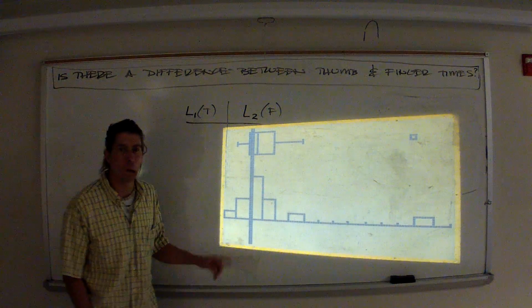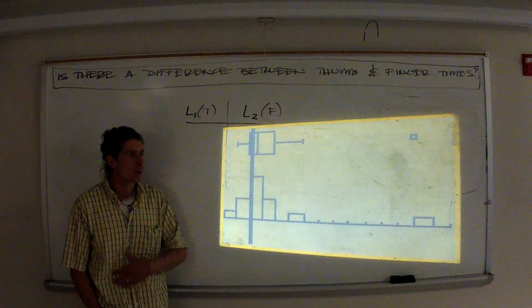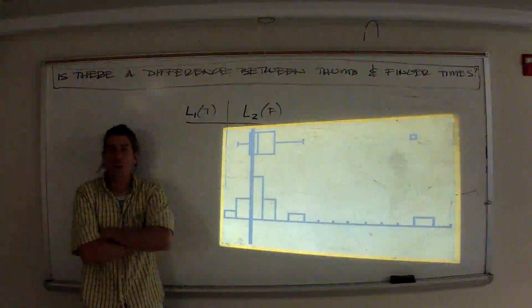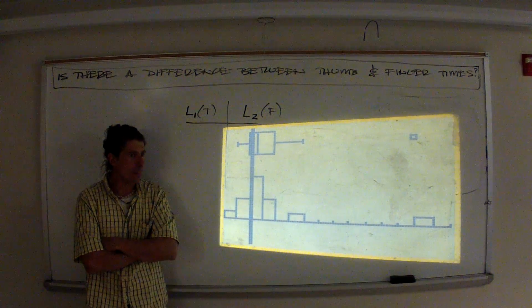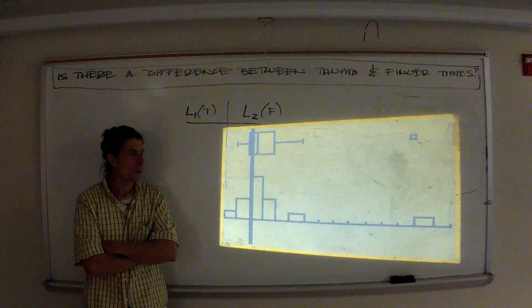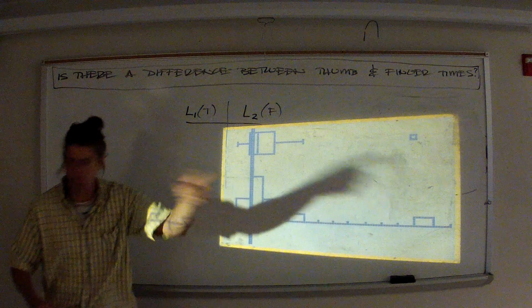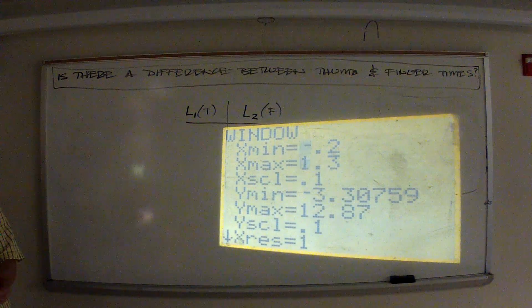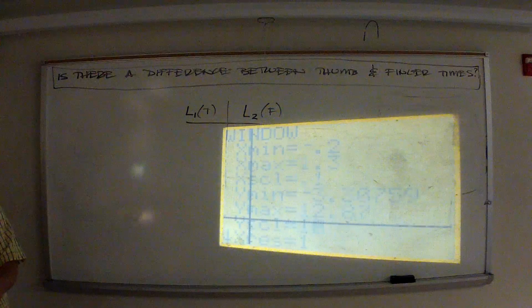What do you think? Are we over or underestimating with the thumb? Is either the thumb or the finger, in your opinion, operating differently than the other? What do you think? Make a call, make a call. Susie, go ahead. I would say the thumb is faster because the median is on the plus side.